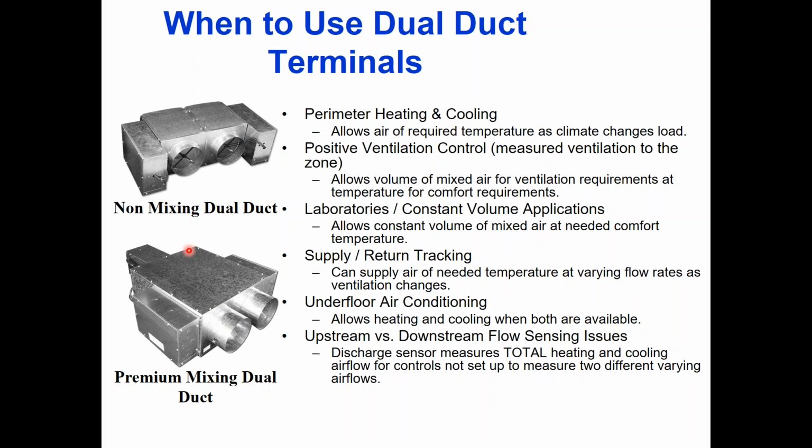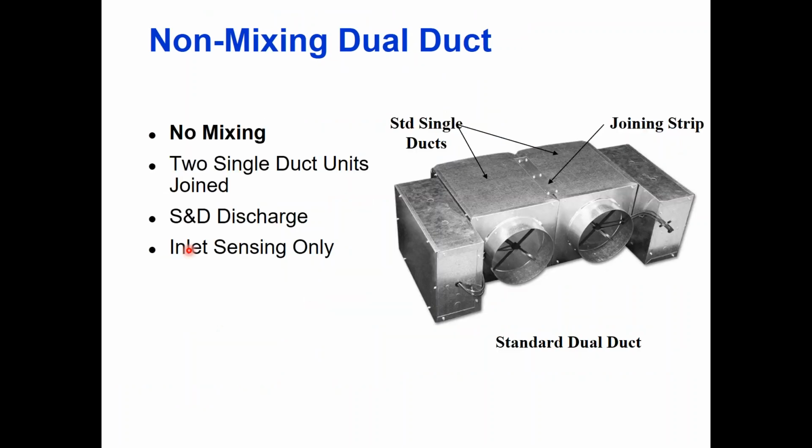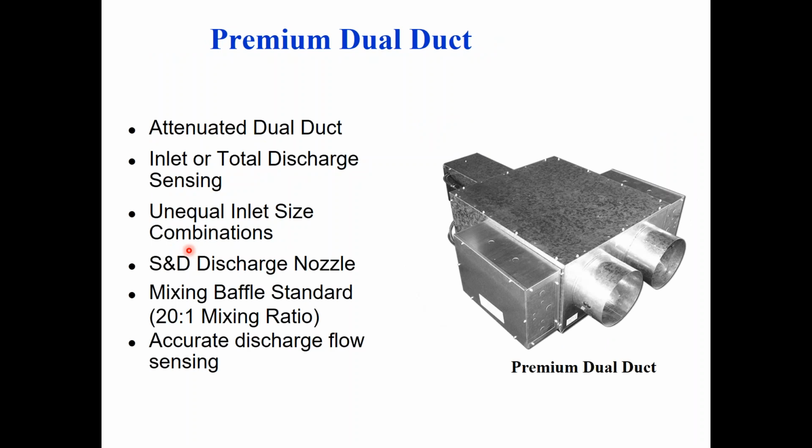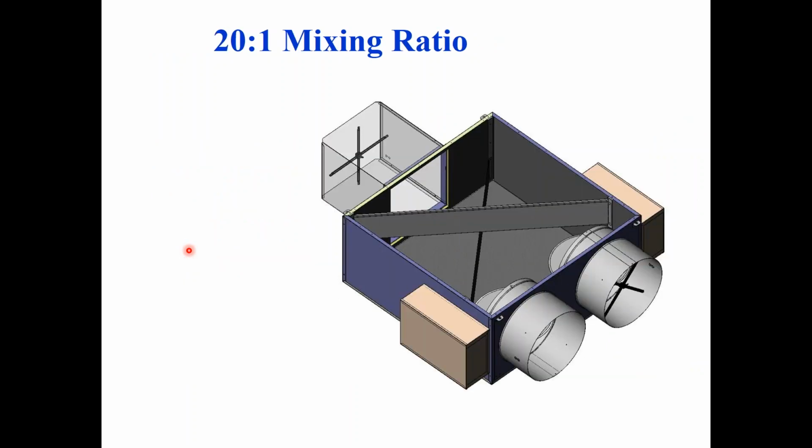And this guy is going to be primarily used when I'm trying to do a better job of mixing. So that's the standard one strapped side by side. Premium one, it's all one single design. And inside there's actually baffling devices to force this guy to mix with that guy. So when air comes in on the cold duct and then air comes in on the hot duct, each guy has a baffle on them that causes them to mix together.